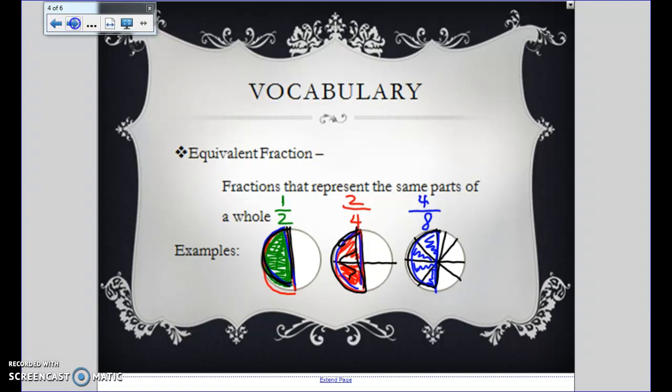And so these are actually equivalent fractions. It actually refers to the same amount in each one of these. Okay, the parts of a whole. Although the parts and the wholes are different, it still represents the same amount of the circle that's shaded. And so these are what equivalent fractions are, and we can use the equal sign for equivalent. Okay, 1/2 is equal to 2/4 is equal to 4/8.